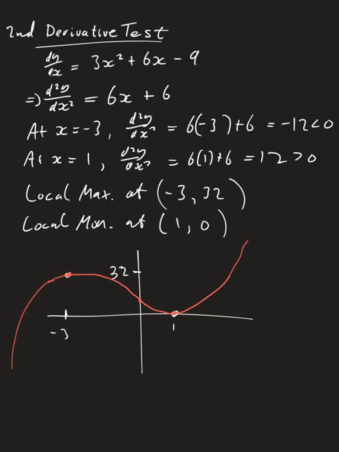If you were to ask what is the absolute maximum or the absolute minimum, there isn't one, because this function will just keep on going up on the right and keep on going down on the left. So I have a local max and a local min, but I don't have a global maximum or a global minimum for this function.